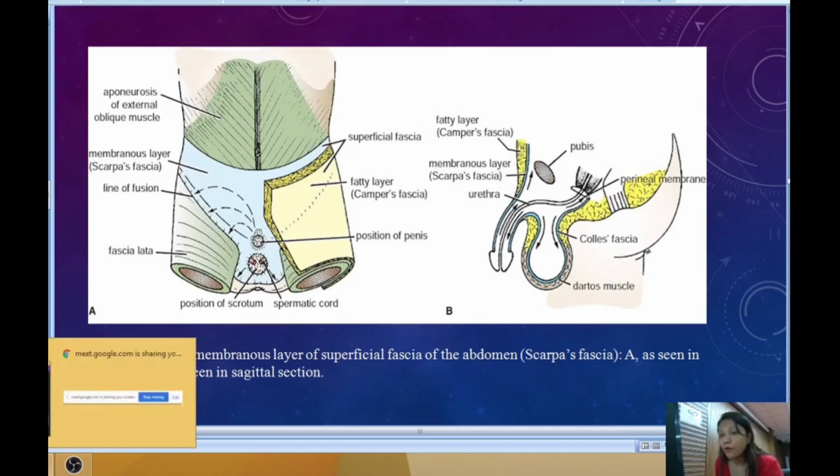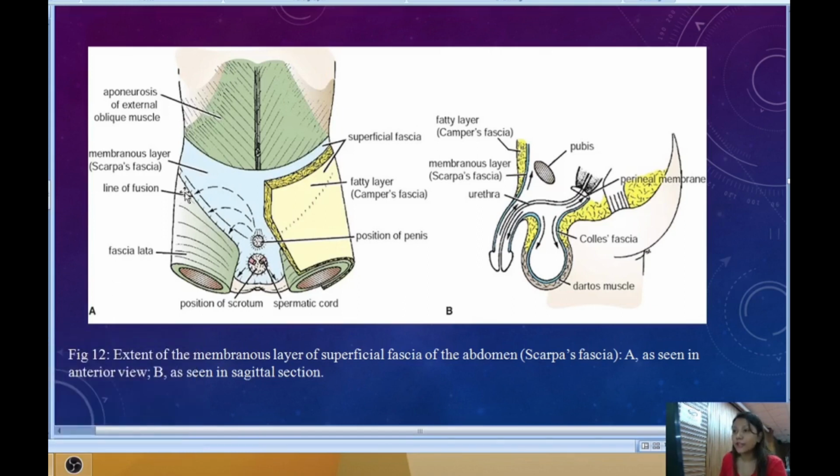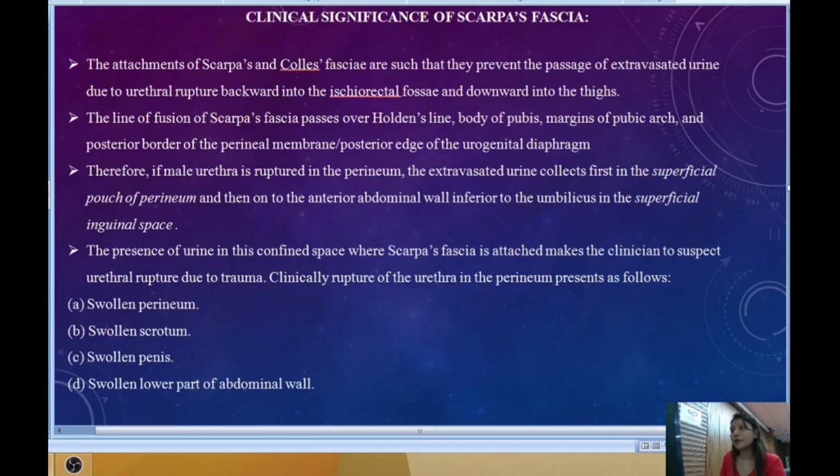Now respond. What is Holden's line? The attachment of Scarpa's fascia with the fascia lata is called Holden's line. Very good. This blue color is the Scarpa's fascia, this is the fascia lata, so this is the line of fusion, and this is known as Holden's line. Very important clinically, and this question is asked by all our professors in the exam. So you have to tell the line of fusion of the membranous layer, that is Scarpa's fascia, with fascia lata is the Holden's line.